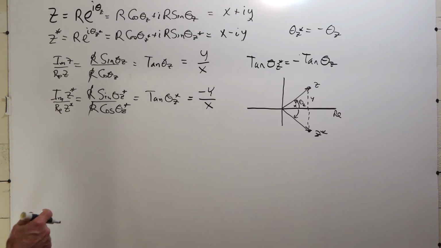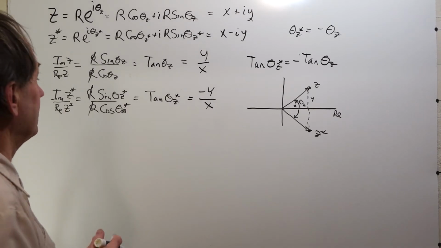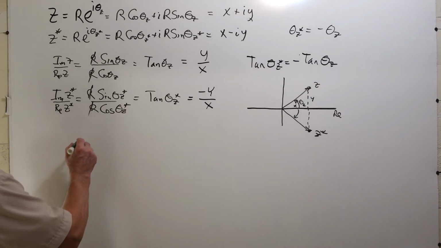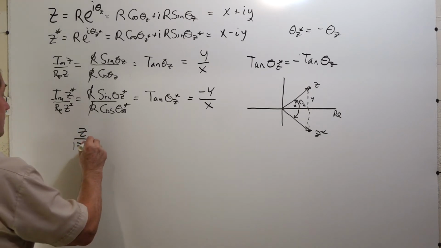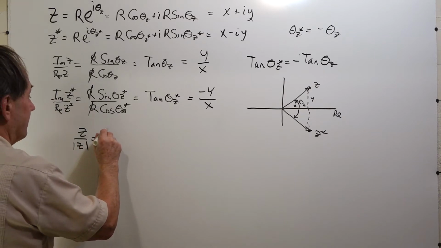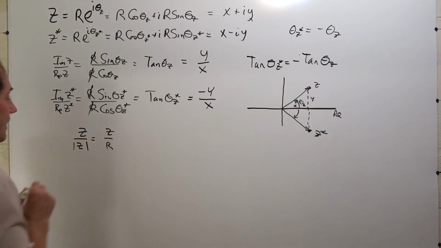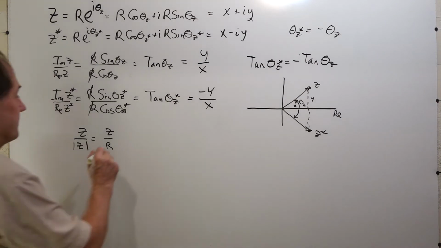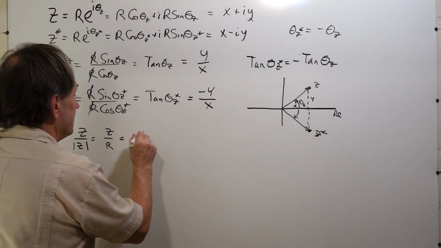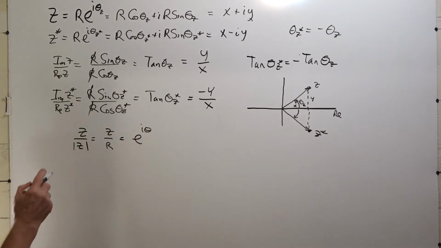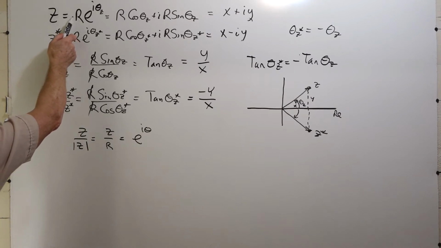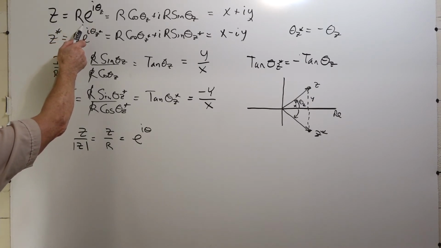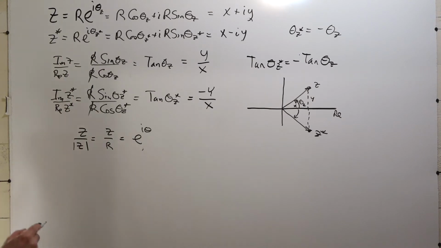Now let's look at what happens when I divide a complex number by its magnitude, or its modulus. If I take z and divide by its magnitude, then I have z divided by r, where r is equal to the magnitude. And this comes out to e to the i theta. We can see that from here. If I divide z by r, z divided by r is r e to the i theta divided by r, and the r's cancel, and we just end up with e to the i theta.